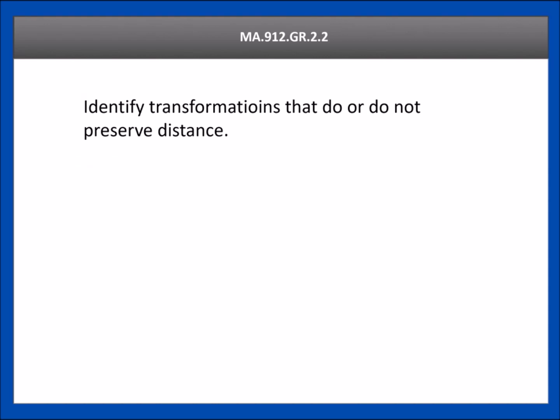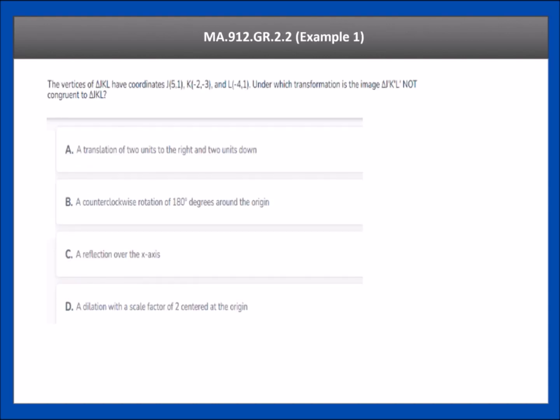All right, so let's look at the next topic, benchmark: identify transformations that do or do not preserve distance. The vertices of triangle JKL have coordinates J, K, and L. Under which transformation is the image not congruent? So remember, there are transformations known as rigid transformations. This is what they're testing you on, this concept of rigid transformations.